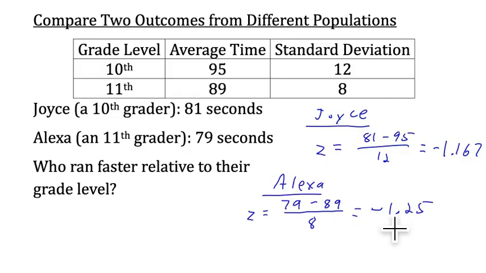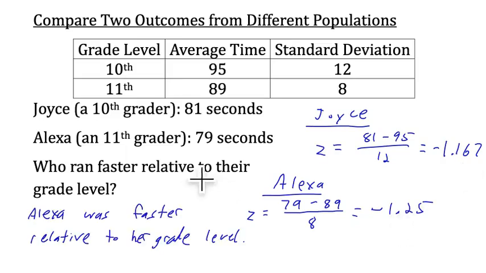Now, since this was a race and we wanted to be below the mean, Alexa's time was faster relative to her grade level because she was further below the mean than Joyce was.